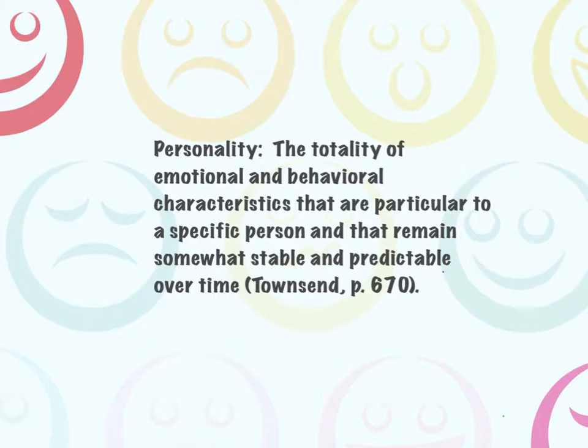So why don't we start with what a personality is so that we understand what a personality disorder could be. A personality is the totality of emotional and behavioral characteristics that are particular to a specific person and that remain somewhat stable and predictable over time. This is how we know who this person is, through their personality.